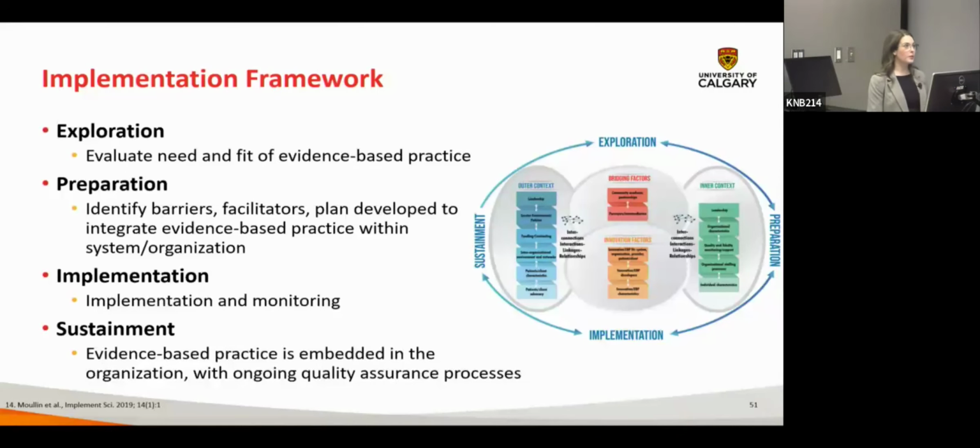It can also be used to prepare. So identifying any key barriers or facilitators helps to develop the overall plan and how you're going to put that into practice. And then in terms of the implementation, you can also have the implementation and monitoring component, and then that sustainment piece. So how are we going to make sure that it's able to move forward and keep going? So using that evidence-based practice and how it's embedded into the organization, and then doing ongoing quality assurance processes.